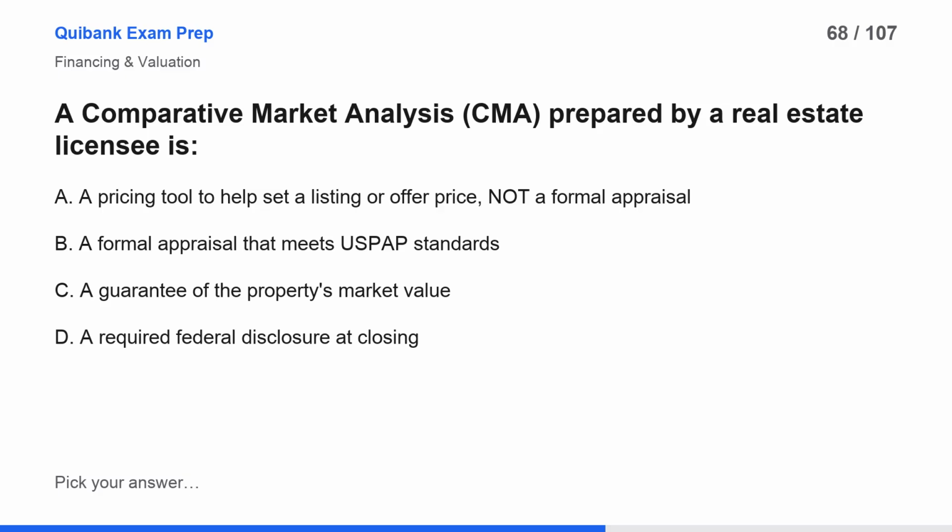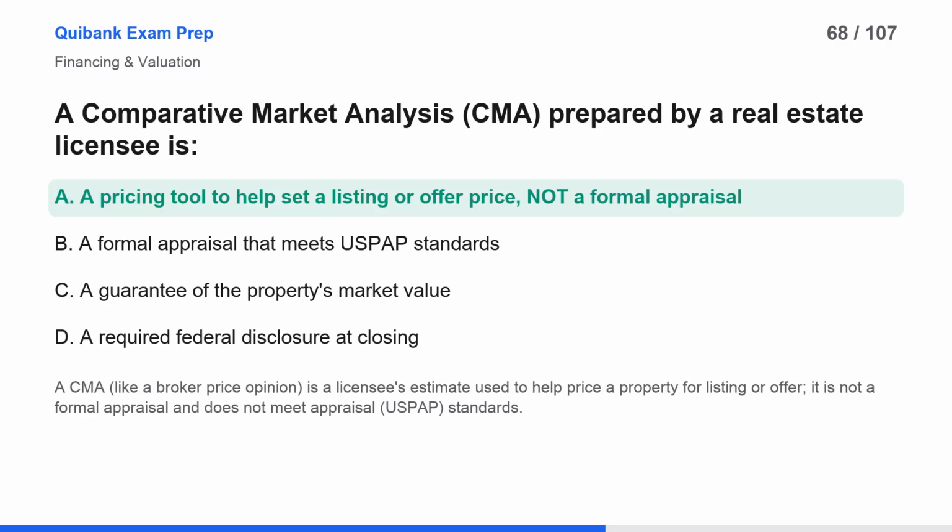Question 68. A comparative market analysis, CMA, prepared by a real estate licensee is A. A pricing tool to help set a listing or offer price, not a formal appraisal. B. A formal appraisal that meets USPAP standards. C. A guarantee of the property's market value. D. A required federal disclosure at closing.